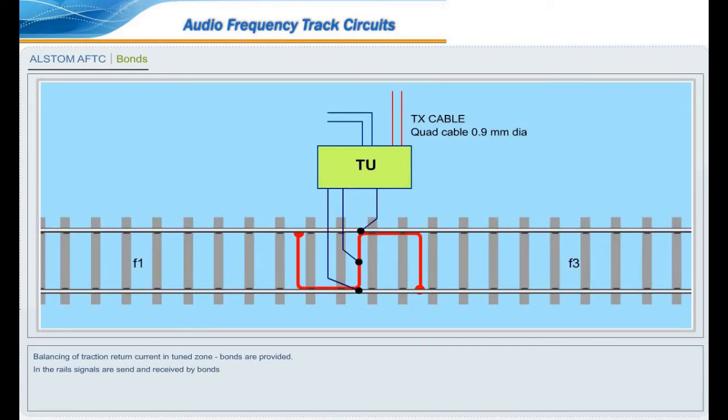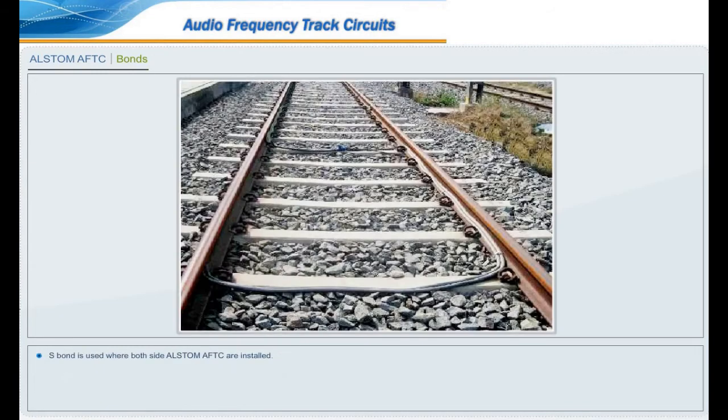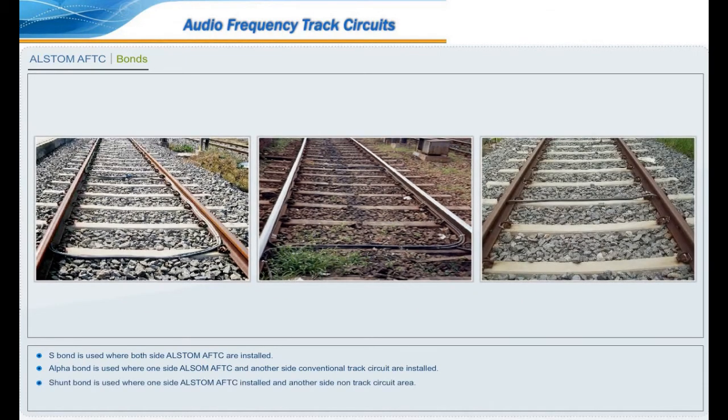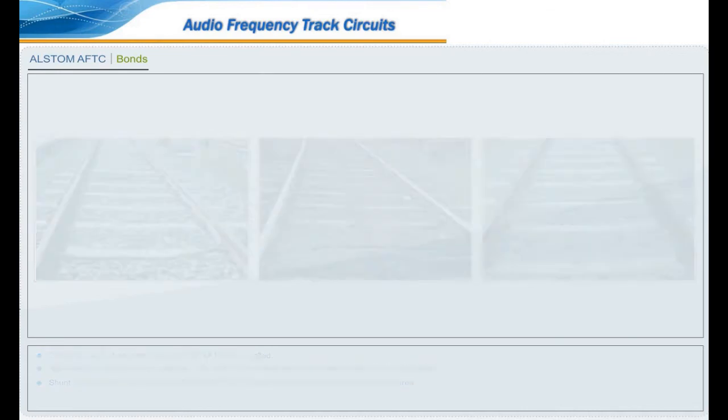For balancing of traction return current in the tune zone, bonds are provided in the rails. Signals are sent and received by bonds. S bond is used where ALSTOM AFTC is installed on both sides. Alpha bond is used where ALSTOM AFTC is installed on one side and a conventional track circuit on the other side. Shunt bond is used where ALSTOM AFTC is installed on one side and a non-track circuit area on the other side.